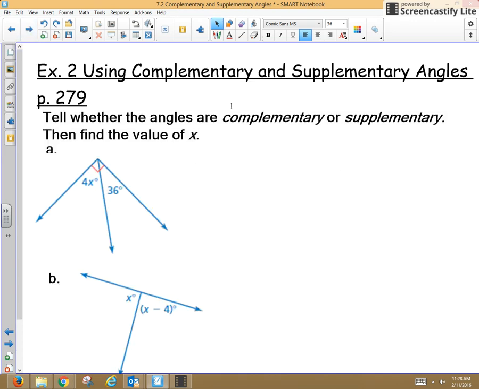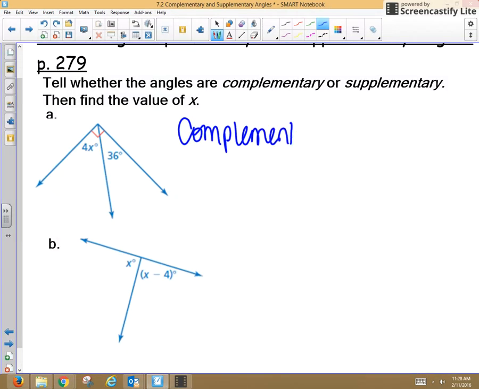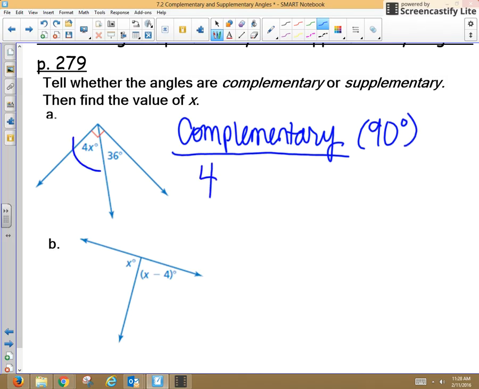Example 2, using complementary and supplementary angles. Tell whether the angles are complementary or supplementary, then find the value of x. So here for angle A, I see a right angle. Since a right angle is equal to 90 degrees, I know this is complementary. And now I'm going to solve for x. Since it's complementary, it equals 90 degrees. So if I add the angle here for 4x plus the angle here for 36 degrees, it should add up to 90. So now I just solve the equation.